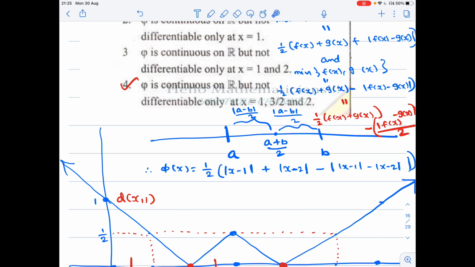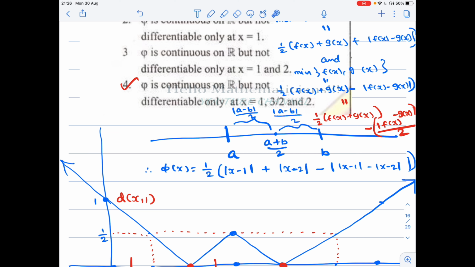Clearly, the maximum of a and b will be b. How do you get b? With (a plus b)/2, if you add |a minus b|/2, you will get b, correct? Because from this point, if you add this distance, you will get b. Similarly, from (a plus b)/2, if you subtract |a minus b|/2, you will come back to a, which is the minimum of a comma b.